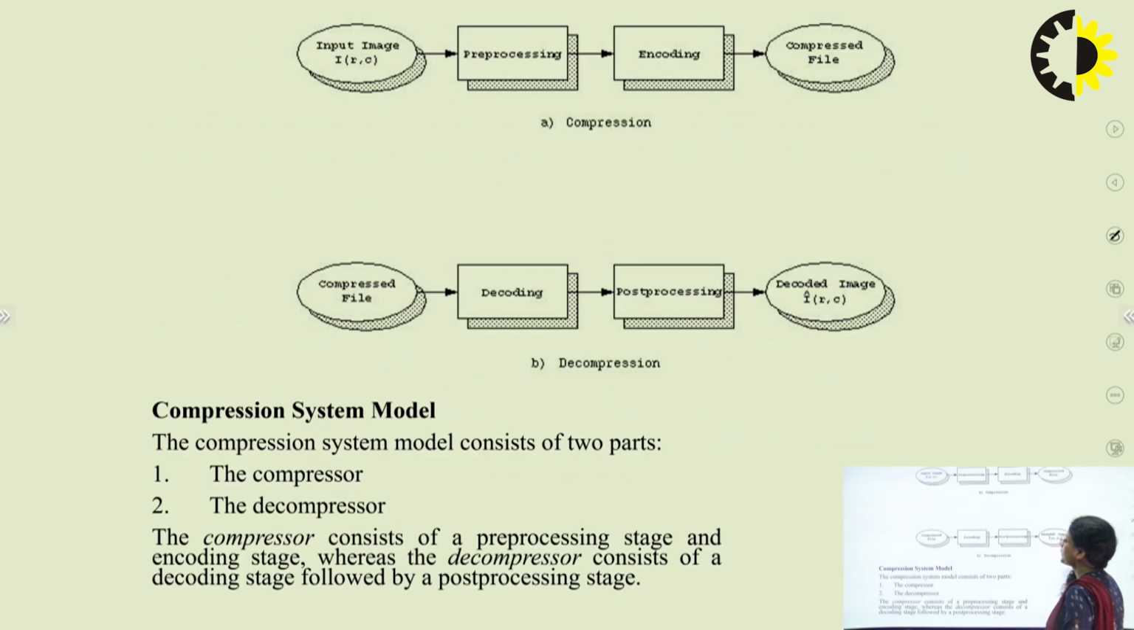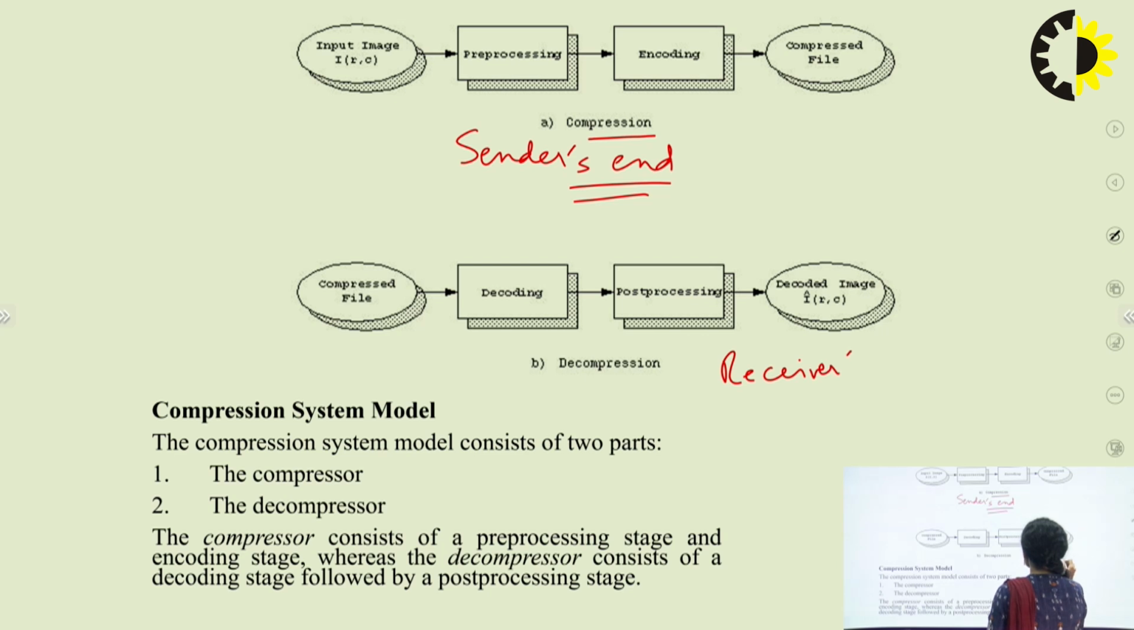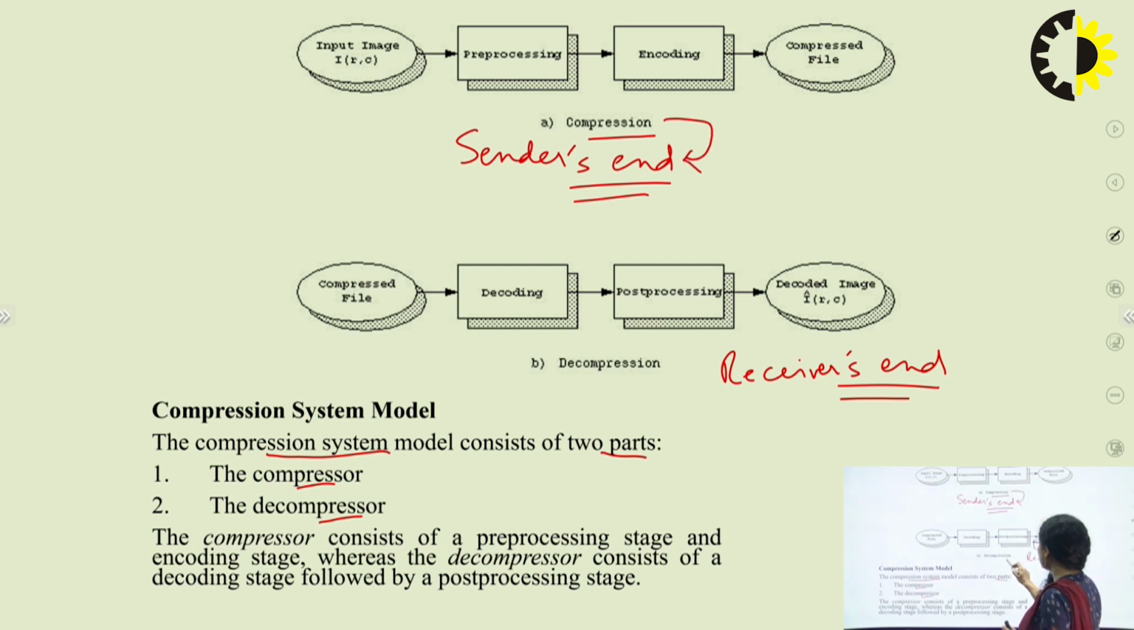Now before we start, I just want to give a brief introduction about how exactly a compression system works. In the case of compression, this is at the sender's end, and this is at the receiver's end. The compression system is made up of two parts, the compressor and the decompressor. The compressor is used at the sender's end, and the decompressor is used at the receiver's end.